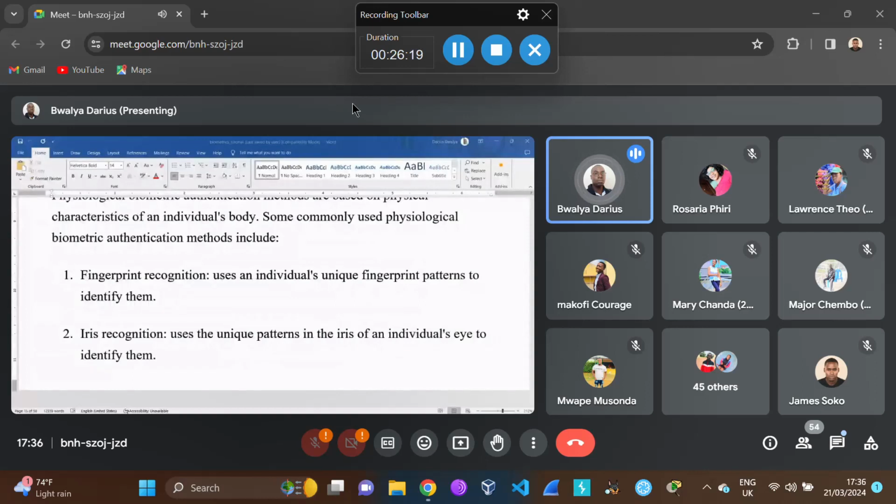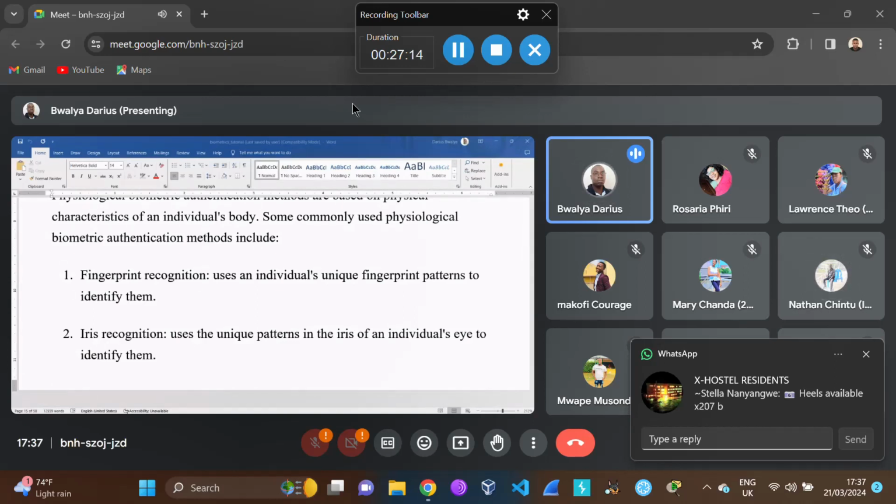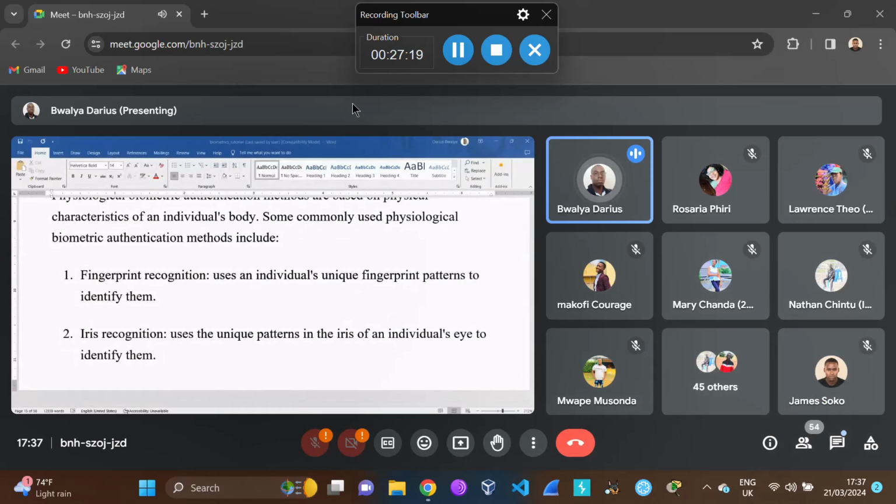Then iris recognition also uses the unique pattern in the iris of an individual's eye to identify them. So that which we talked about, which may be blue, which may be green, red, whatever, maroon, all sorts of colors. So there is also a pattern there. Actually, the iris is so rich. So all that as well is unique. Probably this approach can help us to even identify twins, especially those who are fraternal and, which ones? Fraternal, identical, yes. So these two approaches are very, very vital. They are so unique.